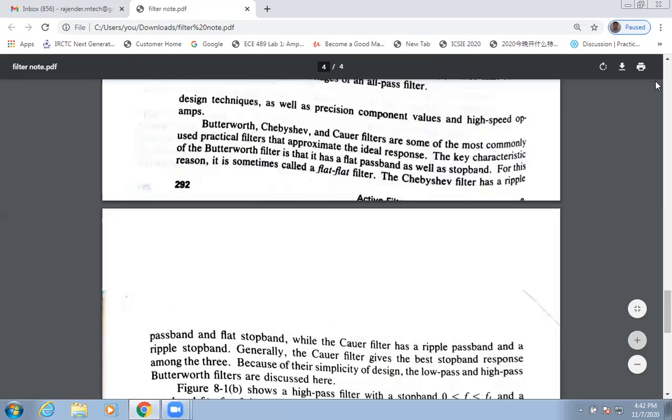Because of the simplicity of their design, low pass and high pass Butterworth filters are discussed here. Or we can say in this lecture we will design Butterworth filters, which are low pass and high pass filters, because of their simplicity of the design.